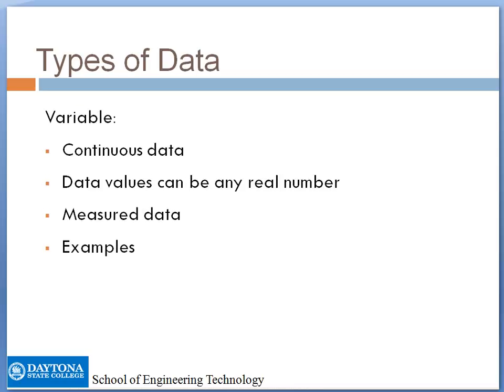Now the other classification is variables, and these are quality characteristics that are measurable. These are what we call continuous data. The data values can be any real number, and these are measured data. For example, the weight measured in grams, your height, the gallons, meters. These are different types of variables.